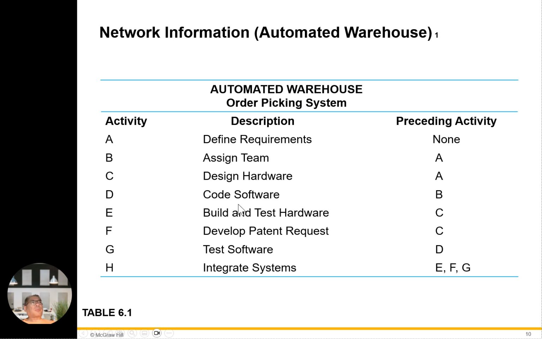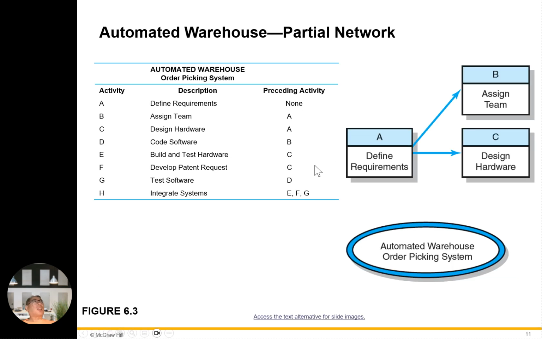Okay, D is the code software, which is preceded by activity B. E is the build and test hardware, preceded by C. F will be the flow pattern requests, preceded by activity C. G is the test hardware, preceded by D. H is the integration, preceded by E, F, G. So this is the order packing system based on the preceding activities. It shows you how the flowchart has to be done.